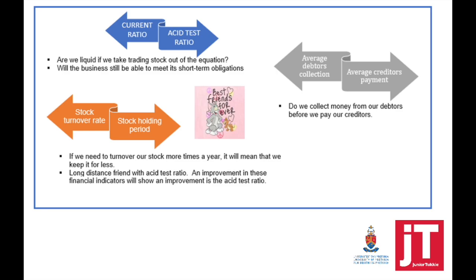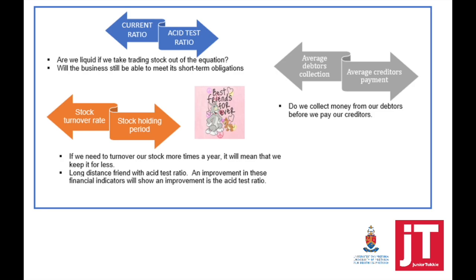So we're looking at, will the business be able to meet their short-term obligations? Then we're looking at our current ratio. But if we take trading stock out of the equation, would we still be able to meet our short-term obligations? That's where the asset test ratio comes into play. Then my second BFFs, best friends forever, is my average debtors and my average creditors payment. We're looking at, do we collect money from our debtors before we pay our suppliers?